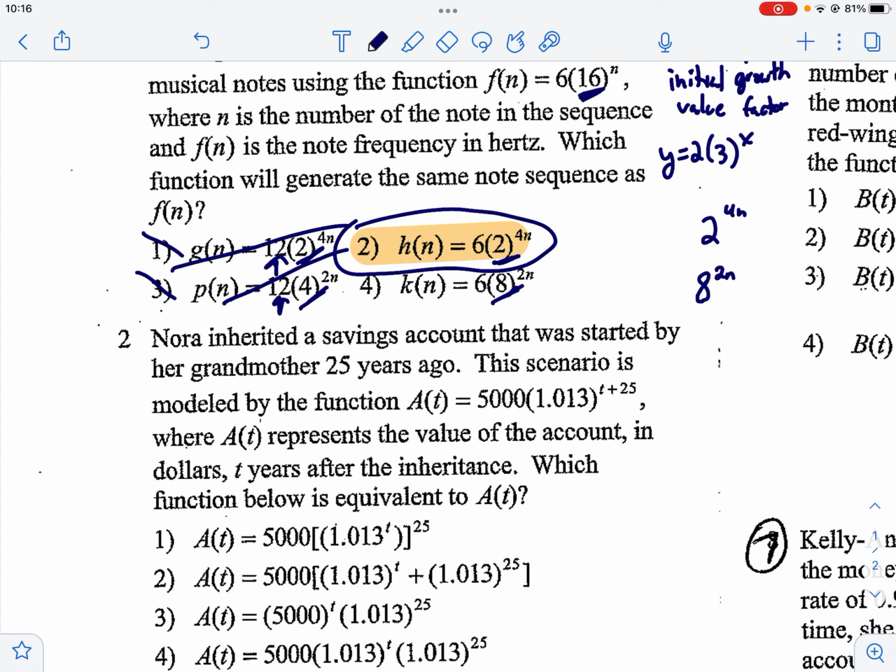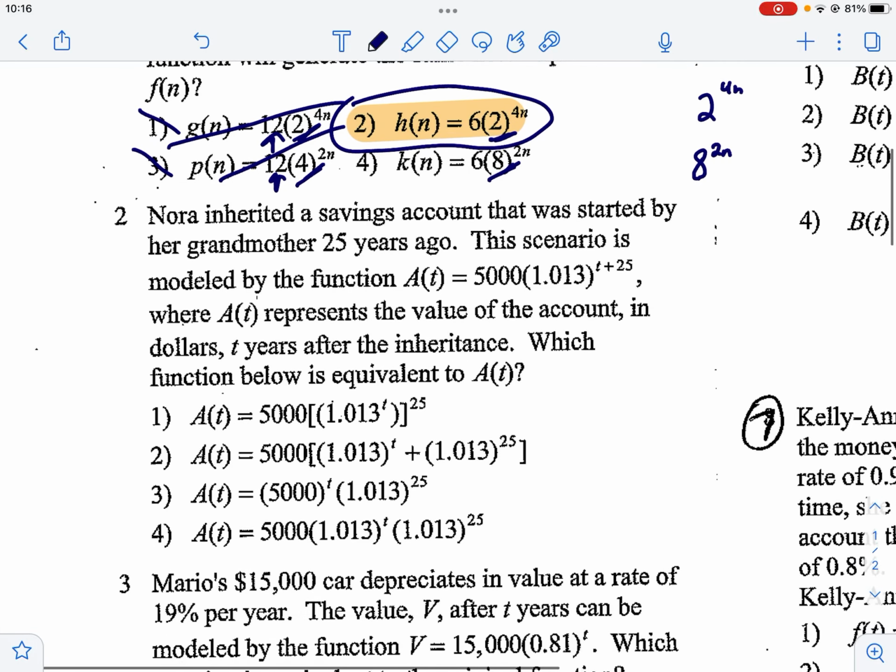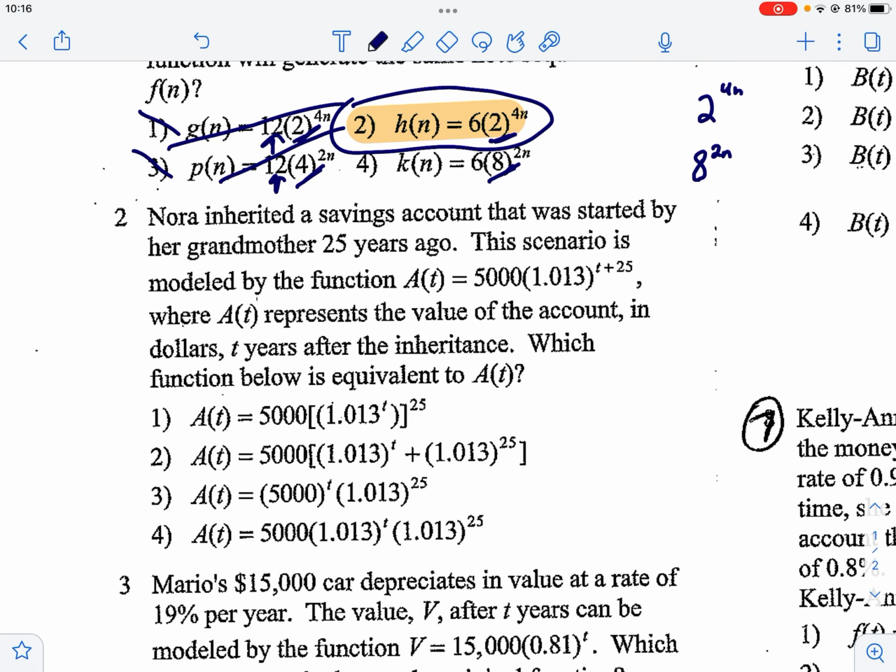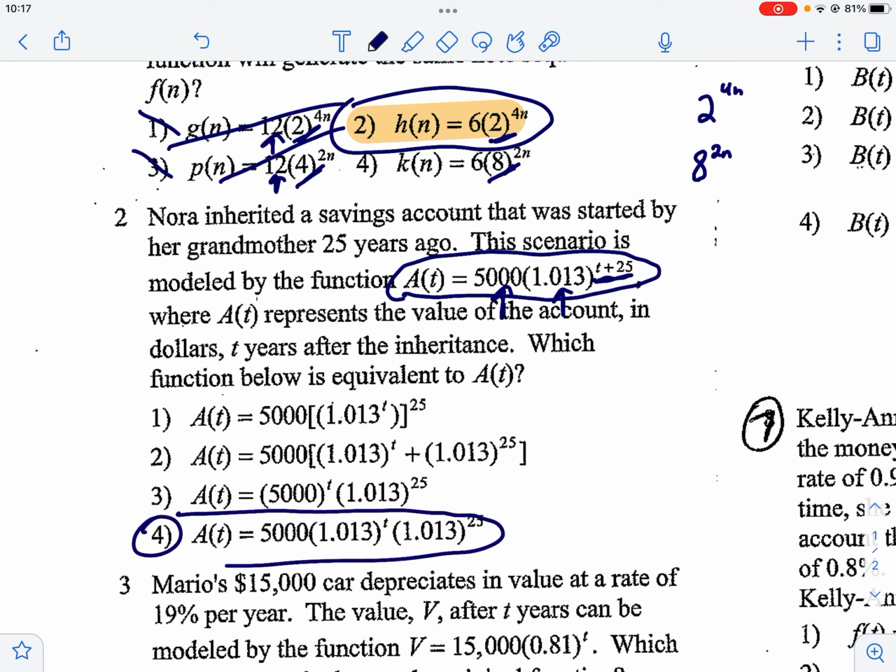For question number 2, about Nora inheriting a savings account, we're asked to again identify an equivalent situation to this function. Looking at the function, we might notice that we have our initial value, we have our growth factor, but this time in our exponential, we have two things being added. So if you think back to the rules of exponents, if you multiply two exponents together that have the same base, then you will add the exponents. So the correct answer here is number 4, and let's investigate that a little bit further.